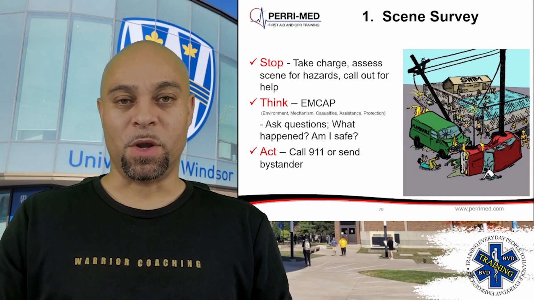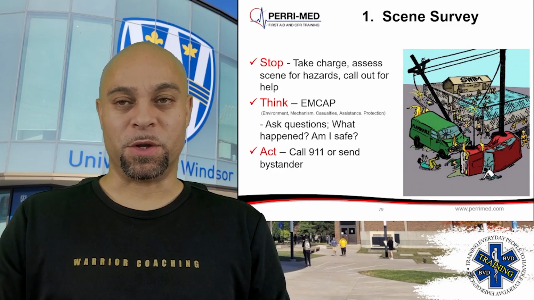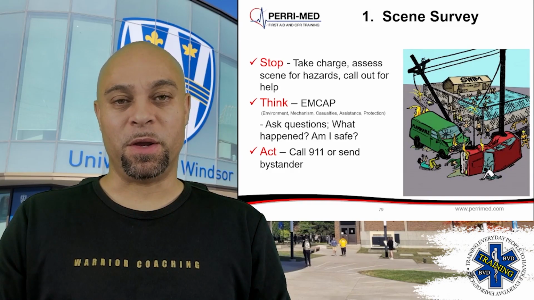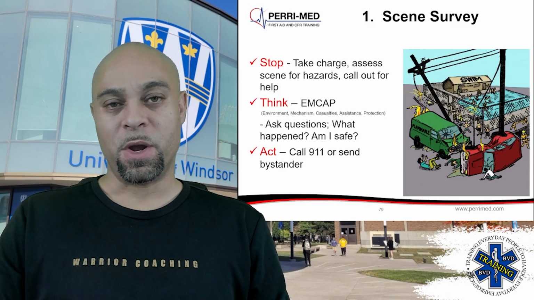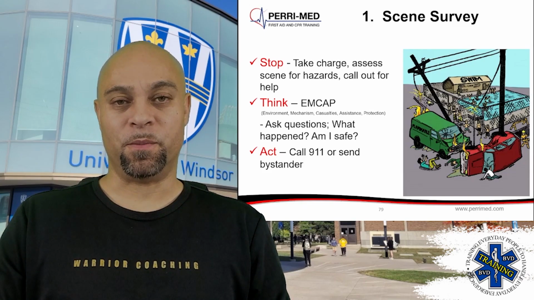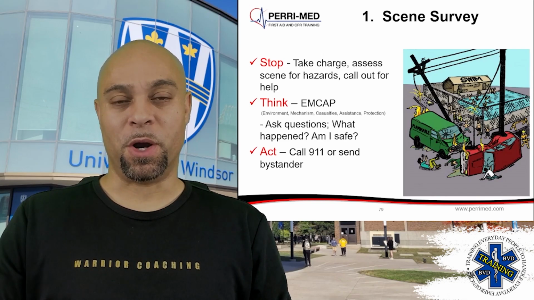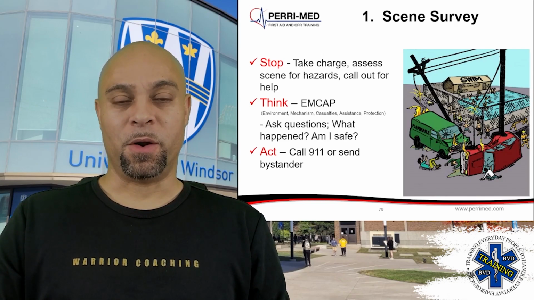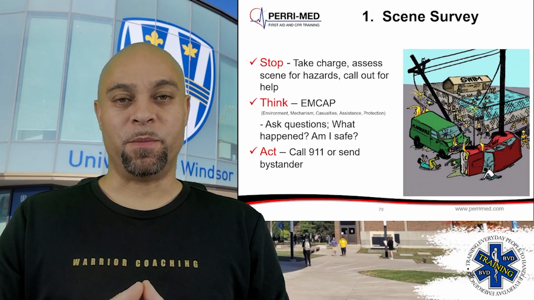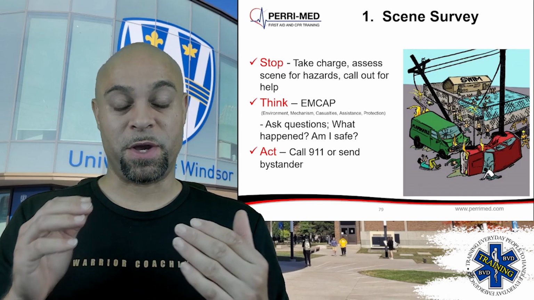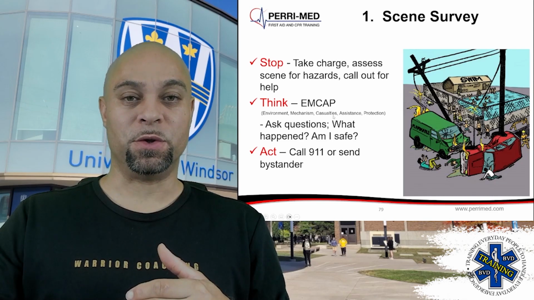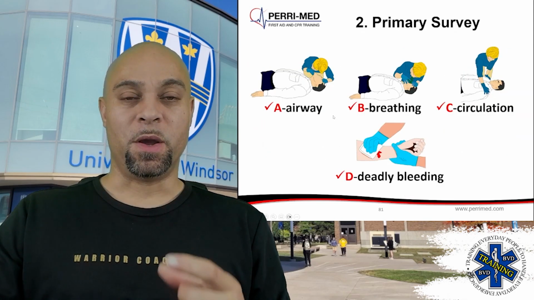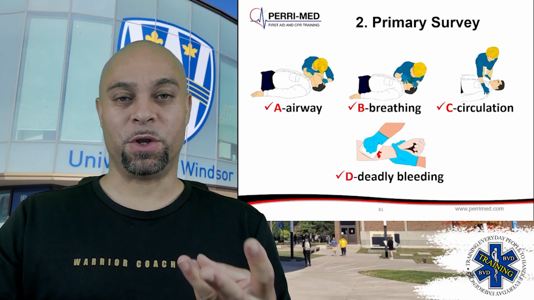So we can say, all right, let me update campus police. You get on the radio, update campus police of the situation, what's going on, and that we need an ambulance called to the scene. All right, so then you think primary survey, the airway. I want you to say A, B, C, D. I want you to actually do the A, B, C, D: airway, breathing, circulation, and deadly bleeding.